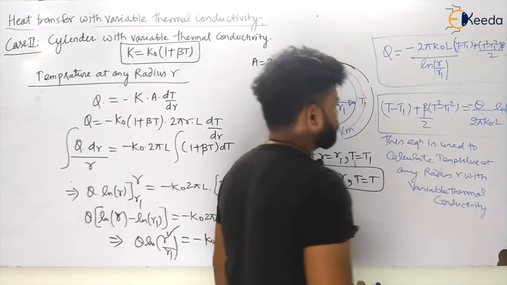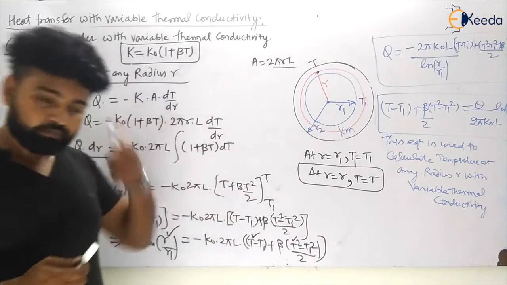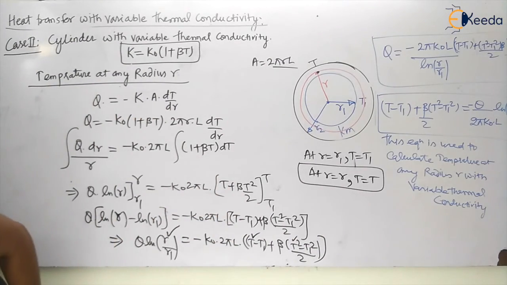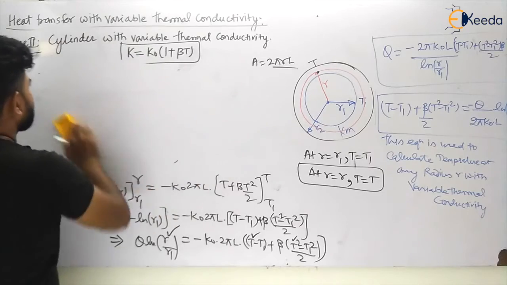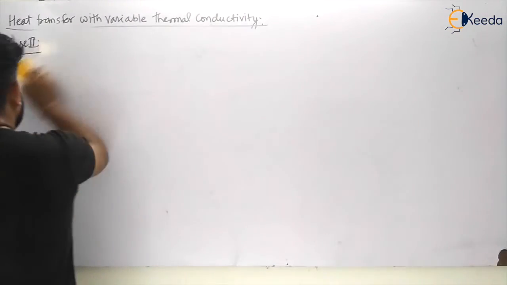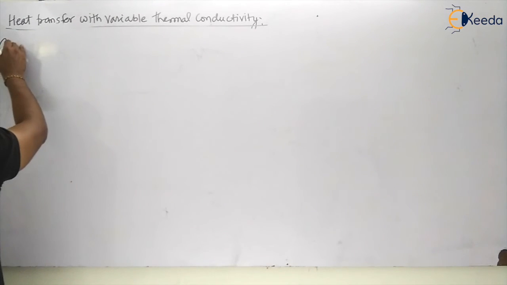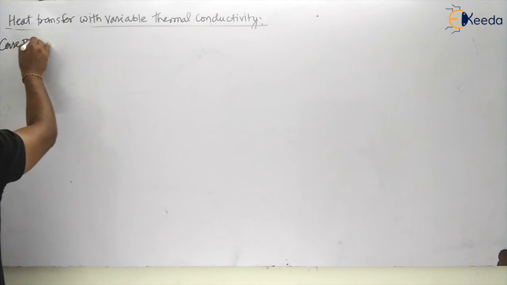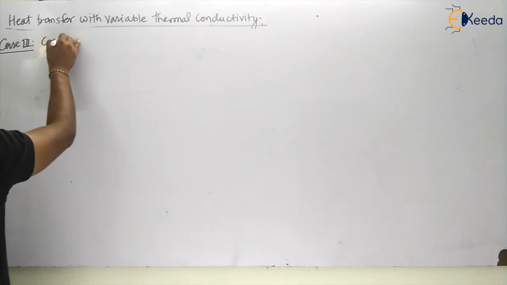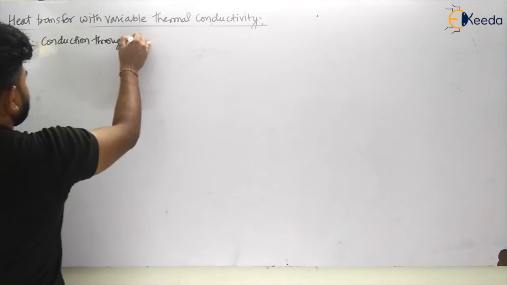Now let us see the third case, which is your sphere: conduction through sphere with variable thermal conductivity. Later on we will be moving to heat generation.